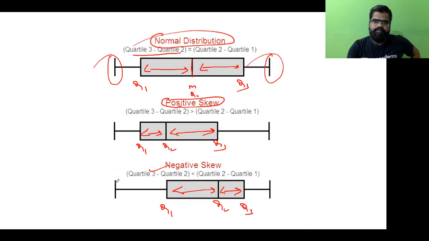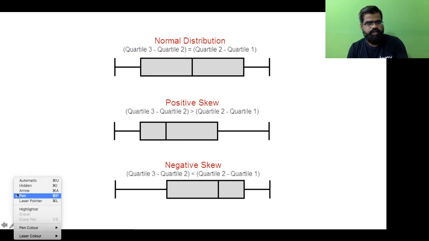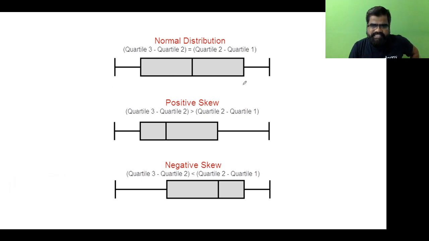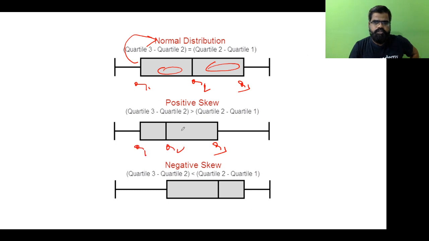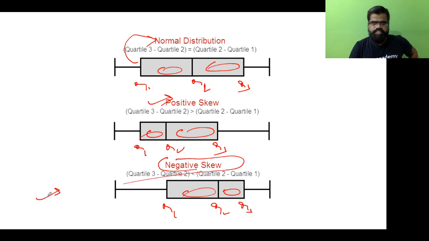Okay. And this slide was self-explanatory, students, so that it becomes easy for you. I thought I should show it before explaining because this makes it clear. By seeing, I can say this is Q3, this is Q2, this is Q1. So I can say this is equal to this. So that is normal distribution. Again, if we put Q3, Q2, Q1, this area is more than this. So if Q3 minus Q2 is greater than Q2 minus Q1, this is positive skew. Similarly, this is Q1, this is Q2, this is Q3, this area is less than this, so it becomes negative skew. Okay. So whenever you have such questions, just try to interpret it in this way. You will never be wrong, students.